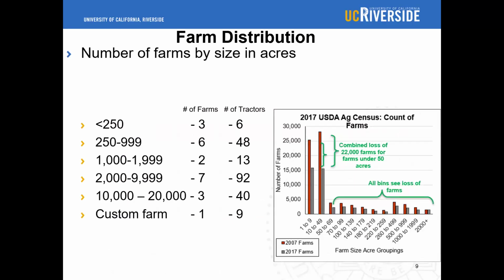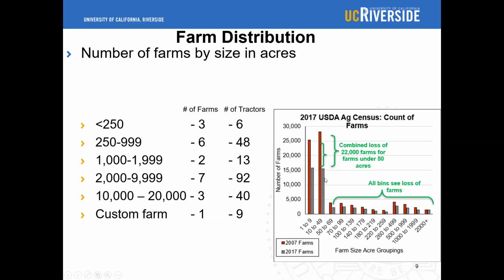Okay, so looking at the farms by size, you can see here that the size in terms of acreage is in the left column here. And then the next column is the number of farms. And so you can see by number, we had most of our farms in the 250 to 10,000 acre range there. And then if you look at the number of tractors here, again, most of those fall in the 250 to 10,000 acre range.